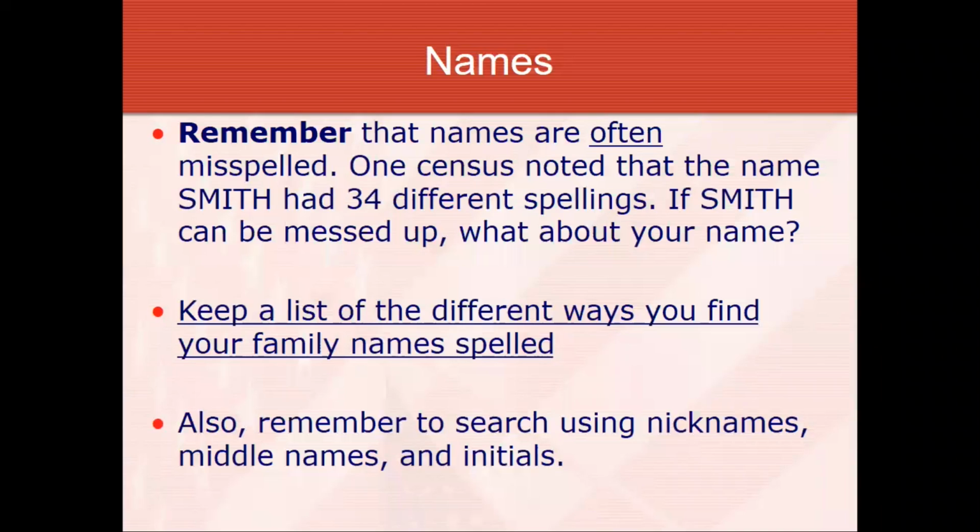For example, I have a cousin named Sitko, C-I-T-K-O. I've seen it spelled at least 8 ways, including S-I-T-K-O. And I did see an article that said the name Smith had been spelled 34 different ways. And if they can mess up the name Smith, what can they do with your name? You'll want to keep a list of the different ways that you'll find the family name spelled.